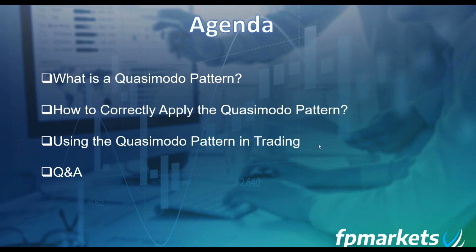Okay, so using the Quasimodo pattern in trading. This is the point I'm sure most of us are interested in here, and it's understandable. So how do we use this formation to find points of, shall we say, interest on the charts? It will be at this point I will bring the QM together and show some ways we can use this in trading, including entries and possible exits.